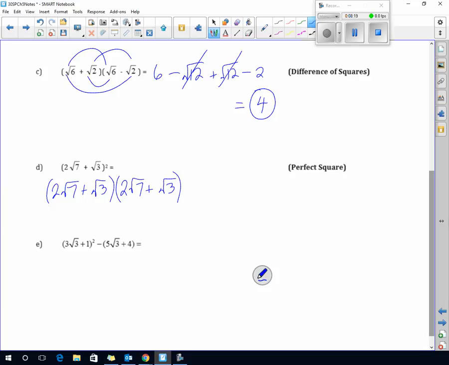So first you get 4 times 7. Outer you get plus 2 root 21. Inner you get plus 2 root 21. Do you see why I'm saying you get double when you have that perfect square? And then last you get plus 3. So here you're getting a 28. So what do I get as my final answer? 31 plus 4 root 21. Yes?